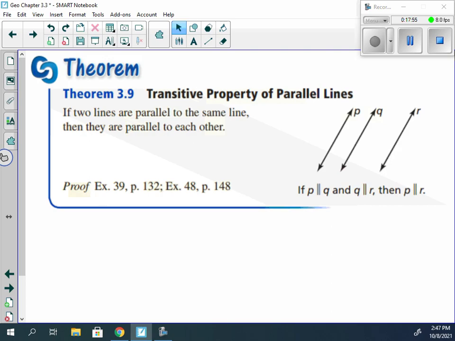Questions on this here? What's interesting is the parallel symbol is in parallel. It goes two lines.